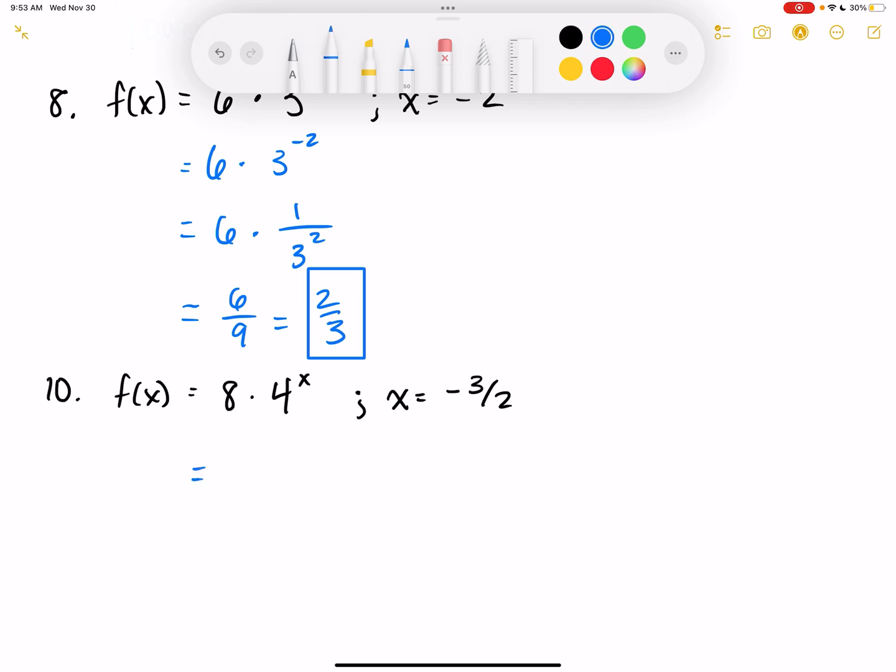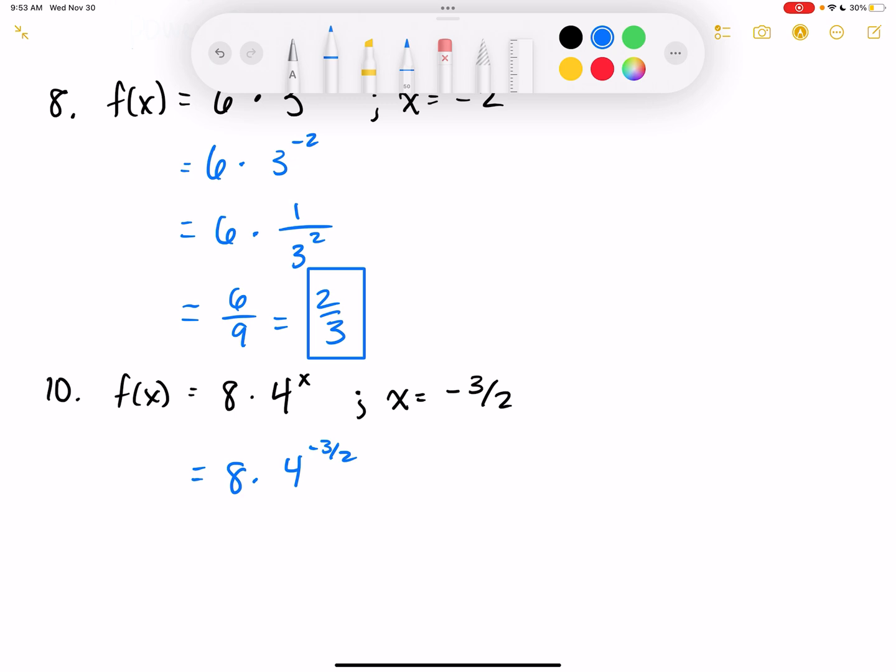It's negative. So 8 times 4 raised to the negative 3 halves. So if you have a fraction, the numerator of the fraction is the power that it's being raised to. The denominator is like taking the root of it.